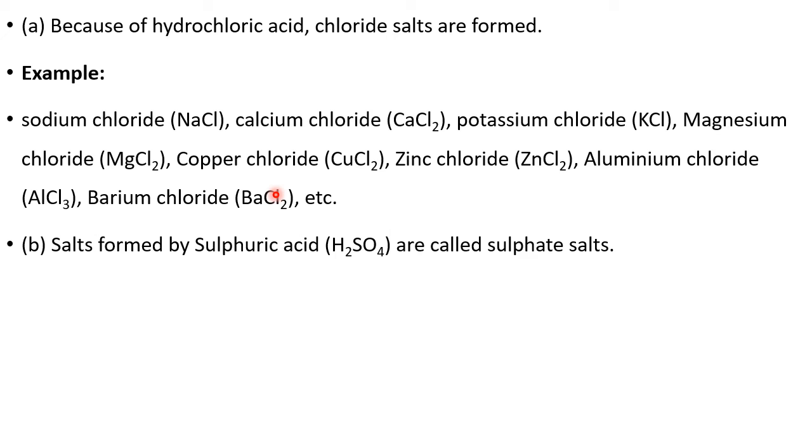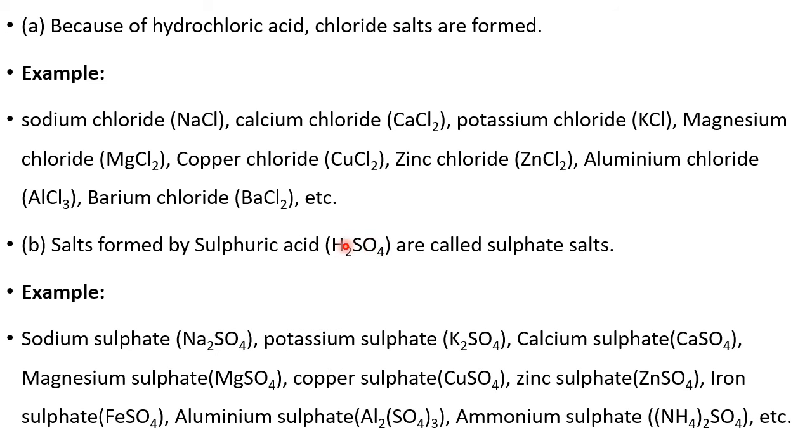Now, if I use sulfuric acid, as I told in the previous discussion, they are called sulfates. Example: sodium sulfate, potassium sulfate, calcium sulfate, magnesium sulfate, copper sulfate, zinc sulfate, and so on. All these are sulfates. So today we have discussed how to name. So one example is there.